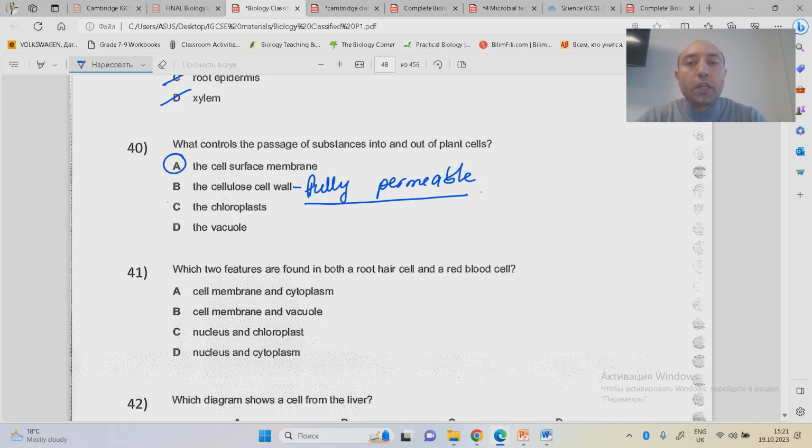41. Which two features are found in both a root hair cell and a red blood cell? Let's say that the answer actually is A, but I will give you an explanation about the other answers. Cell membrane and vacuole is incorrect. Why? Because we are learning about the vacuole in the root hair cell. Nucleus is incorrect because red blood cells don't have a nucleus. So you're eliminating the answers containing nucleus.